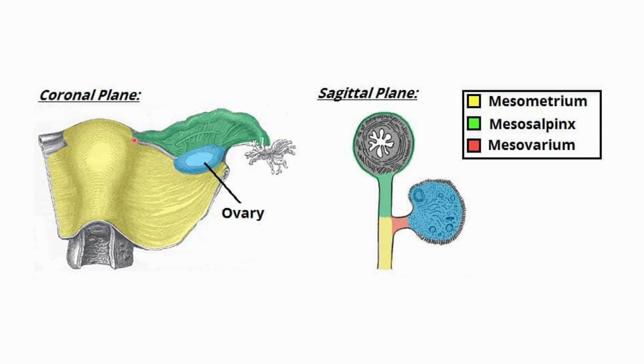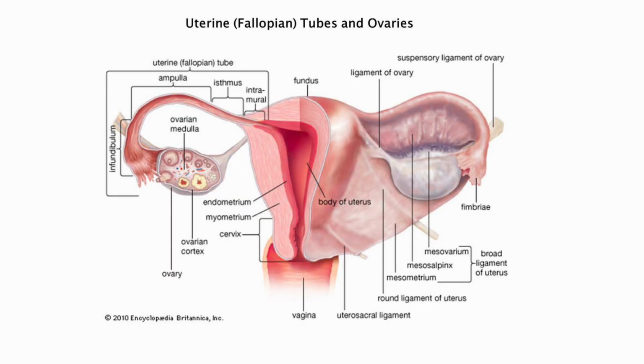So here are the three parts of the broad ligament. We have the mesometrium, the mesosalpinx, and the mesovarium. So mesometrium is kind of like the largest part of the broad ligament. It's this yellow part right here. Then we have the mesosalpinx, and that's what's actually covering this fallopian tube. And then we have the mesovarium, which is what is suspending the ovary. And this is kind of that little portion of the mesovarium that we see.